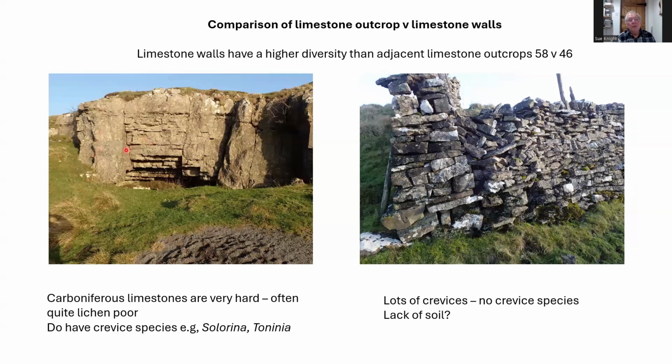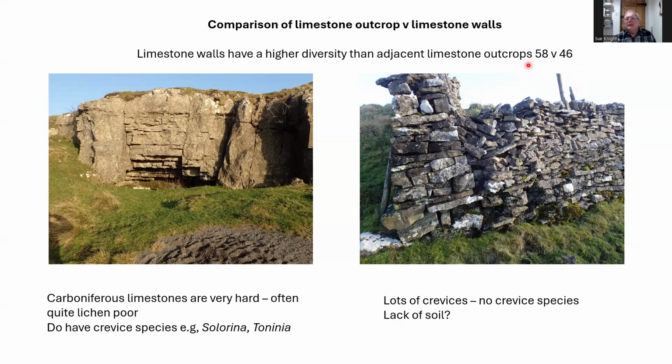You can see there are relatively few lichens growing on the surface. However, you do get the occasional Solarina and Toninia, which are sort of specialist crevice species growing there. And we've never found those on the limestone walls themselves, even though you might think it's just a whole mass of crevices. There's something that prevents them taking hold. Perhaps there isn't enough soil for them to anchor in or something like that.